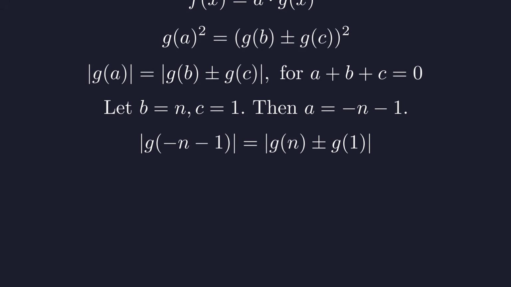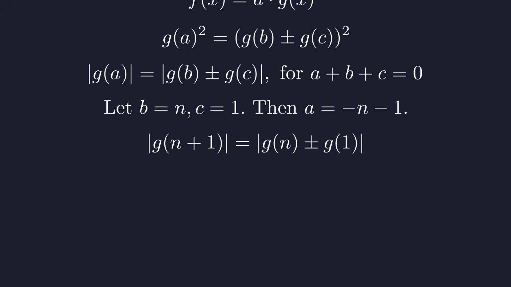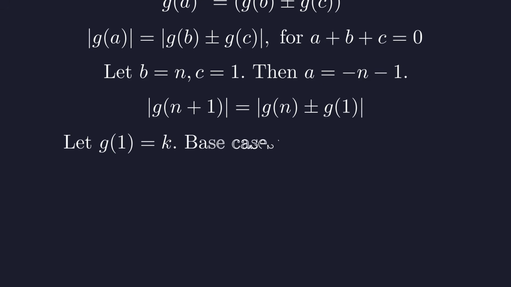Since f is even, g squared must be even, which means the absolute value of g must also be an even function. Thus, the absolute value of g of negative n minus 1 is the same as the absolute value of g of n plus 1. This gives us a recurrence relation for the absolute values of g. Let's define g of 1 to be some integer k. We already know g of 0 is 0.